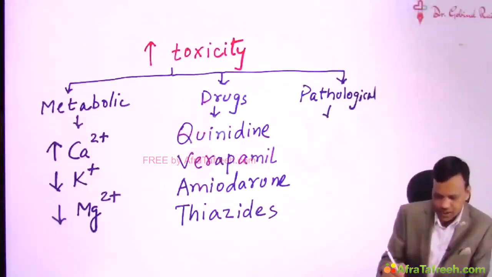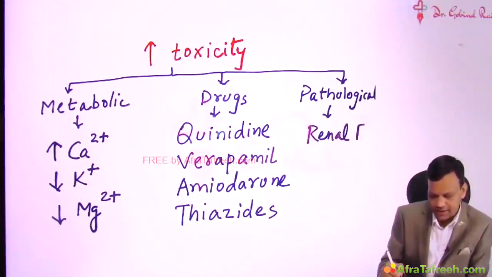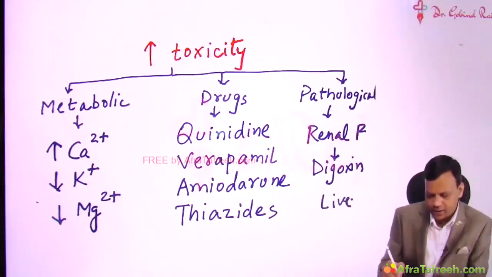Now, pathological factors we already discussed. There is increased risk of digitalis toxicity if there is renal failure, there is a risk of digoxin toxicity. And in case of liver failure, there is a risk of digitoxin toxicity.